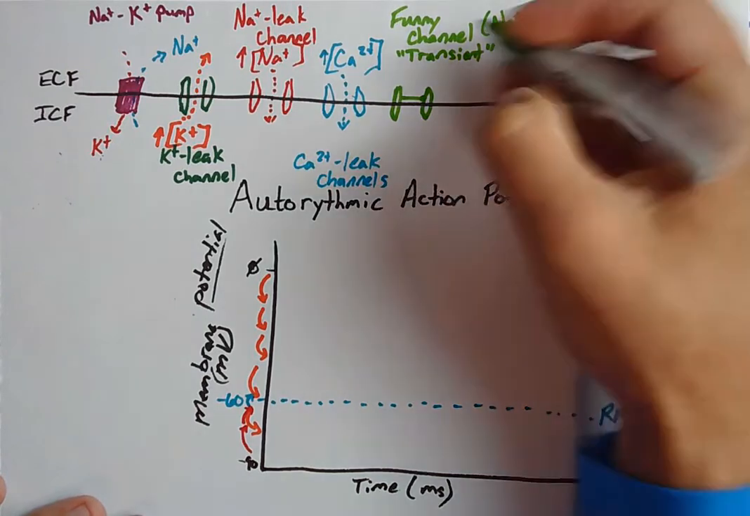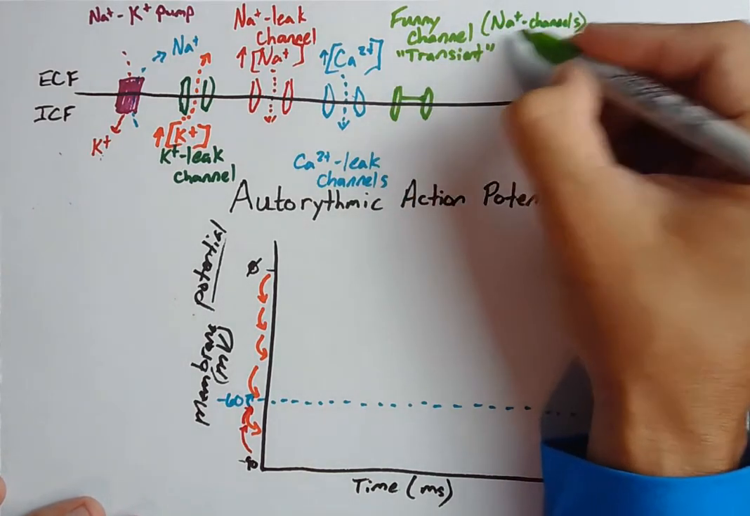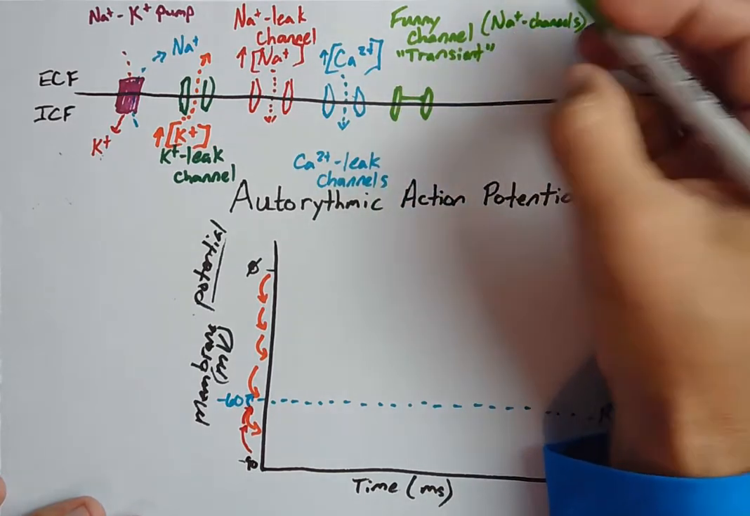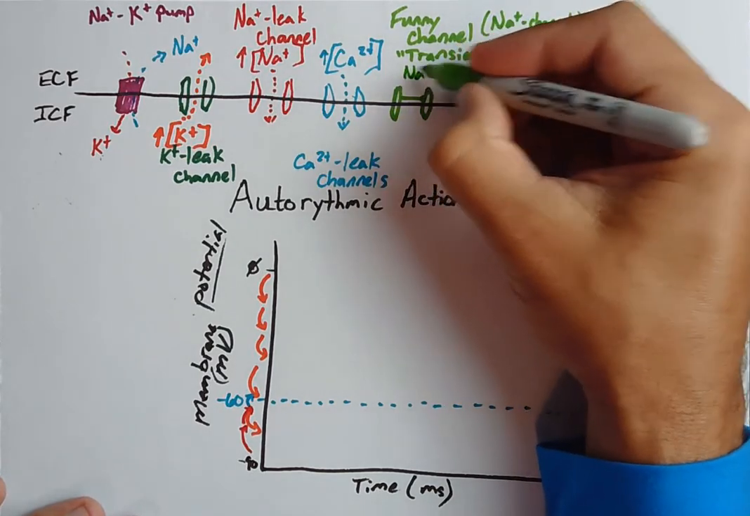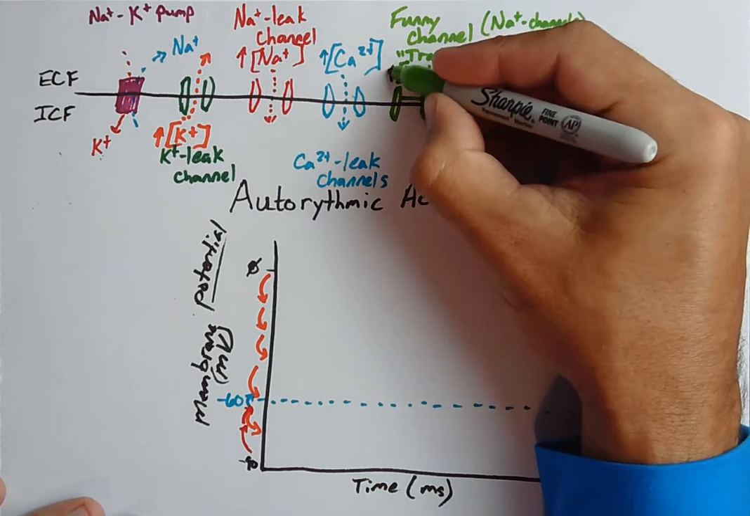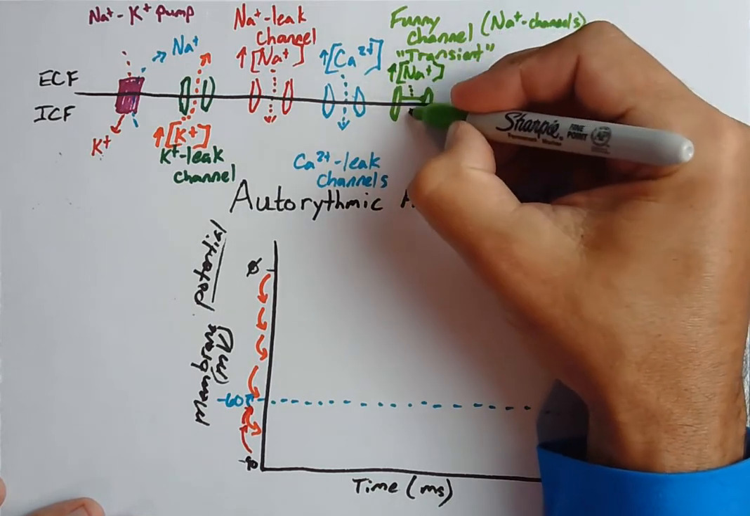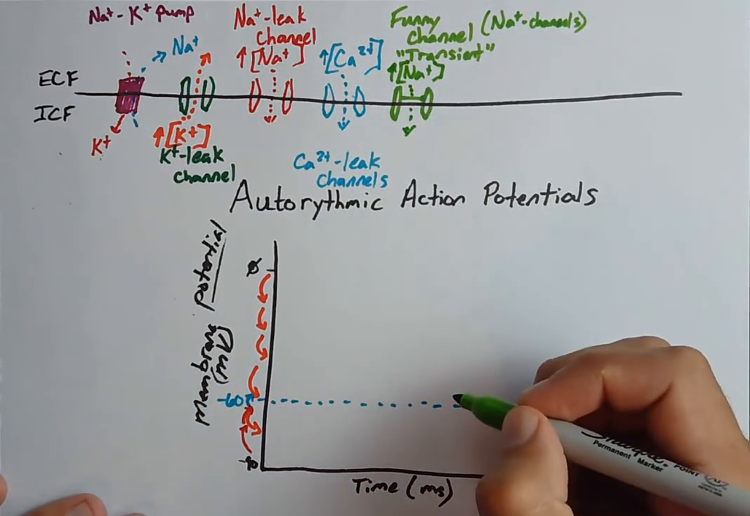And what does that tell us about a funny channel? It allows only sodium to pass through in a transient manner. So that's going to allow sodium, which is normally high outside the cell, when this is open, to leak into the cell through it.